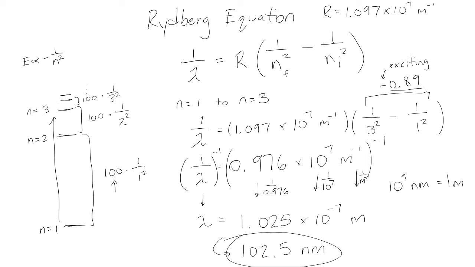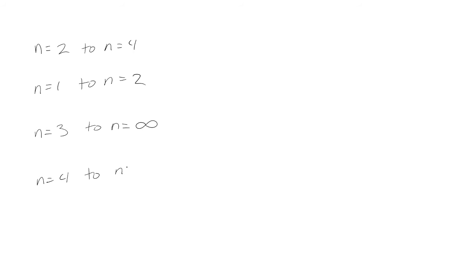One final point, right? If we look at the energy transitions, if we were asked which of these energy transitions has the largest energy, for example, if we were comparing n equals 2 to n equals 4, n equals 1 to n equals 2, n equals 3 to n equals infinity. Where's that infinity coming from? And then n equals 4 to n equals 2, right? Well, how do we know which one has the biggest energy?